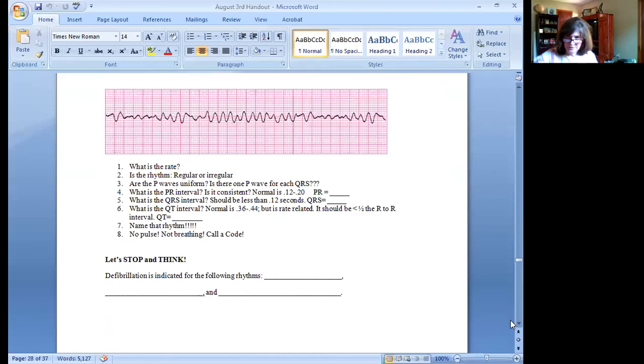Defibrillation, shocking the patient, not cardioversion, that's synchronized shock. Defibrillation is indicated for 3 rhythms. What are they? 1, VFib. 2, torsade. That's that polymorphic VTAC. And 3, pulseless VTAC. We're talking lethal. We're talking dead. Lethal, lethal, lethal. Dead, dead, dead. All right.